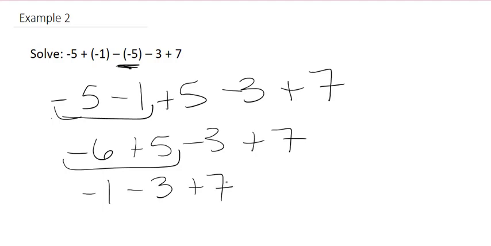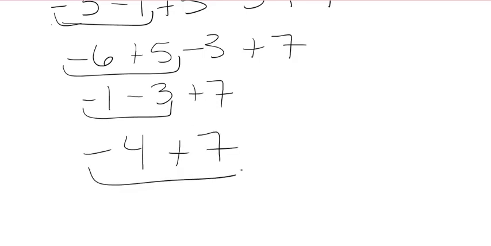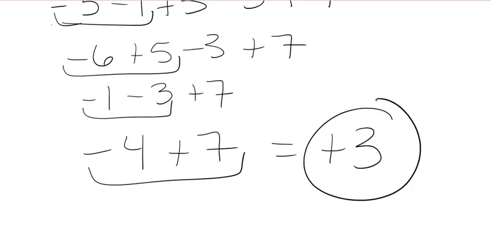Now we can look at these next two numbers. Negative 1 minus 3 is equal to negative 4. And we're just going to keep that plus 7. So now we will do this final problem. We have 7 minus 4. So that is positive 3. This is our solution.